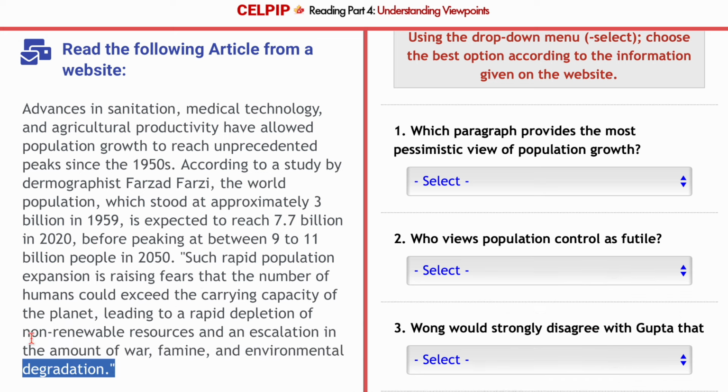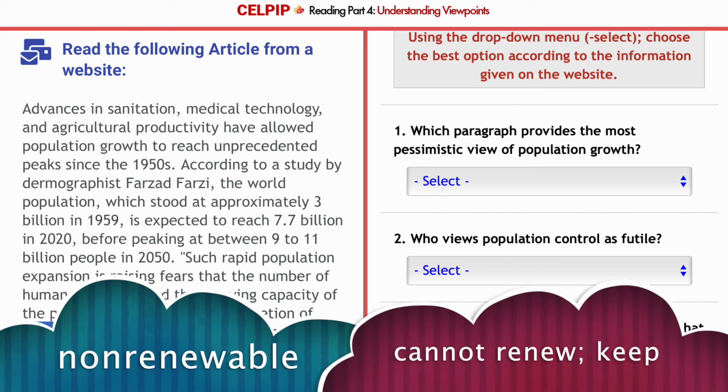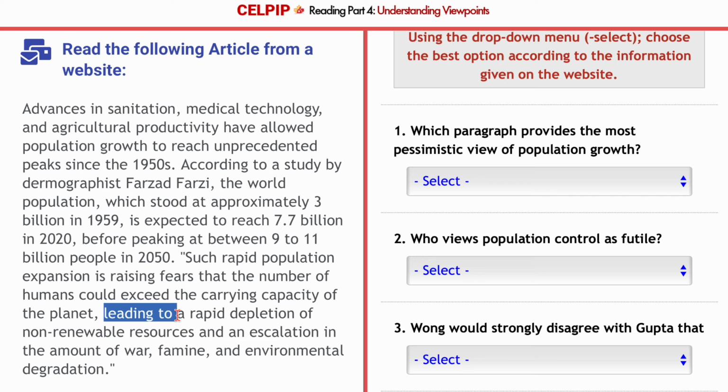Okay. Non-renewable resources. So these are more natural resources, resources that we can't renew or keep maintaining, such as oil, natural gas. We can't renew those. We're just going to use them up. So Farsi here is talking about population growth and some of the negative consequences that can happen because of population growth. All right. So our topic, population growth. Farsi is the only opinion we have right now.